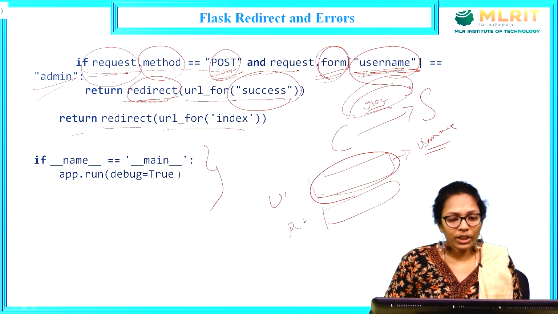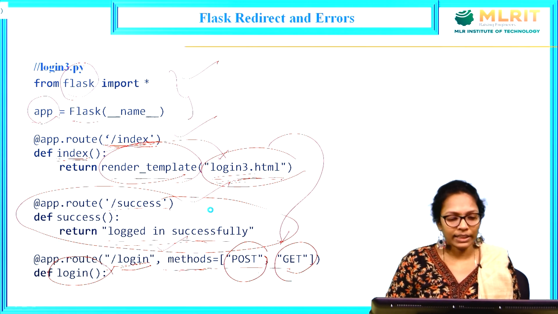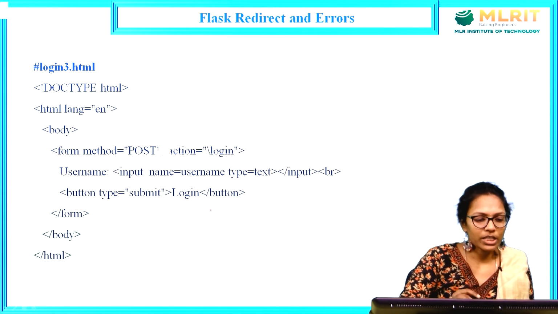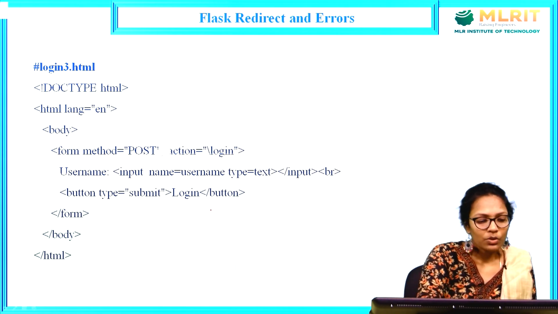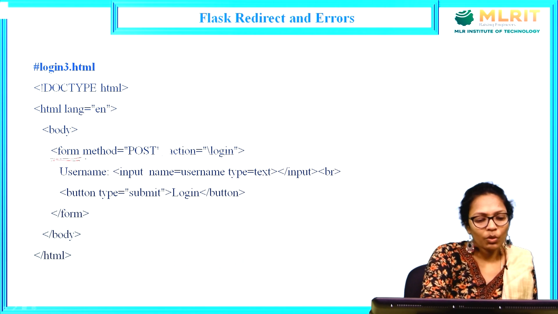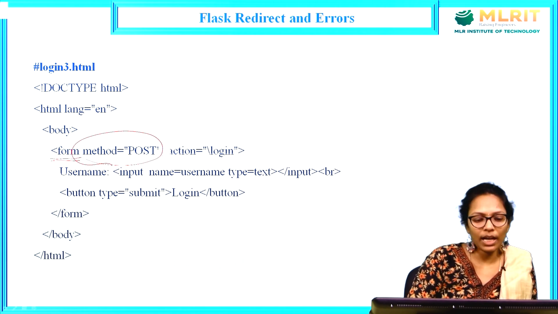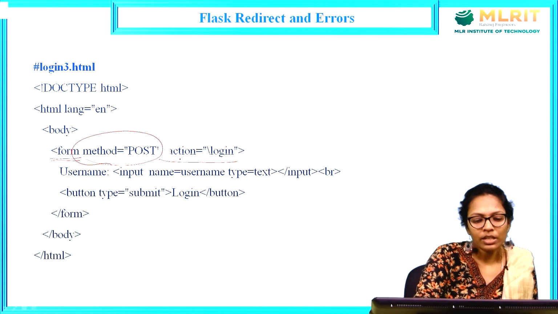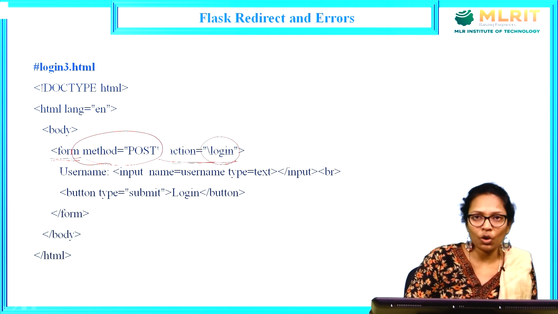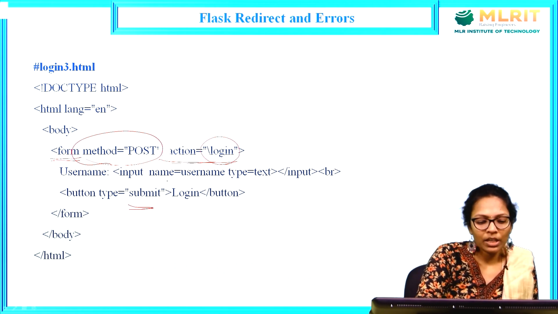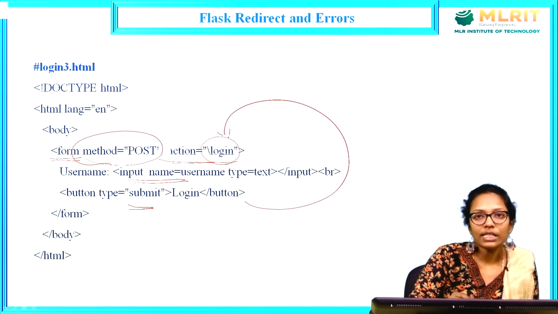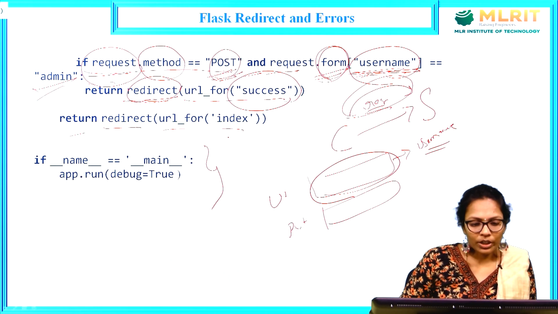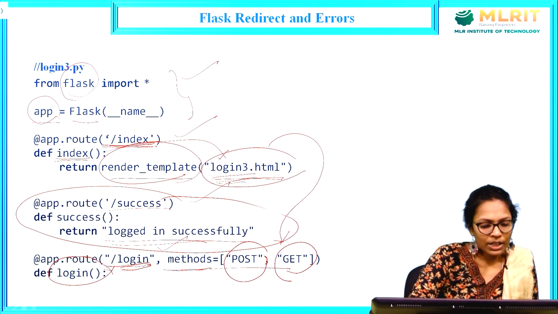So what does this login3.html contain? This is login3.html. It's an HTML program. Here I'm writing a form. What is the method I'm using? POST method I'm using. And what is the action? Action is equal to /login. This action attribute will work whenever you click on the submit button. If I click on the submit button after entering the username, where will it go? It will go to the URL /login. What is the /login URL? This one.